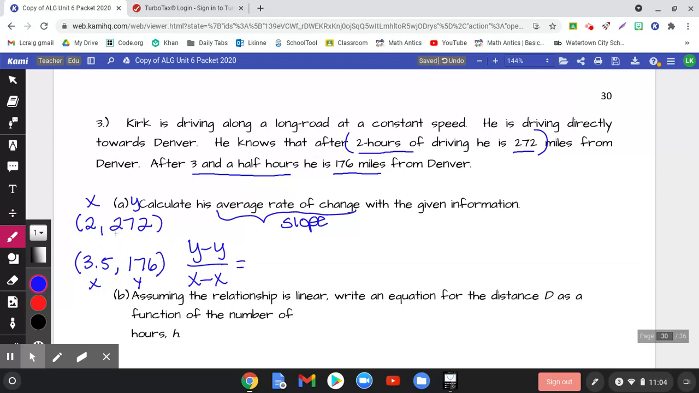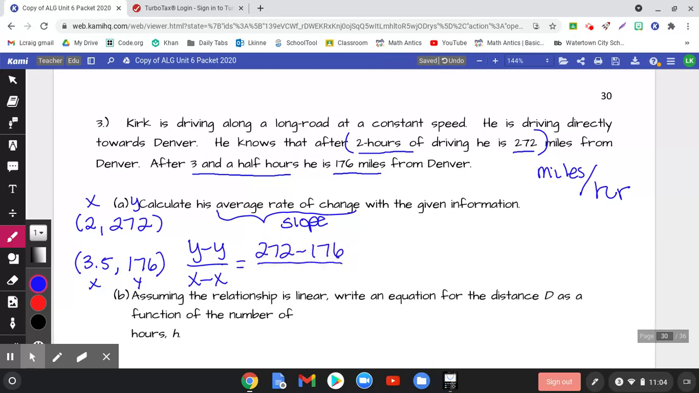So you want to subtract how far has he gone? The miles. Think about it like this: if you're not sure which one goes on top, it's talking about miles and hours. Think about the speed limit sign. It's miles per hour. Okay, so figure out the difference there. I'm going to do 272 minus the 176.